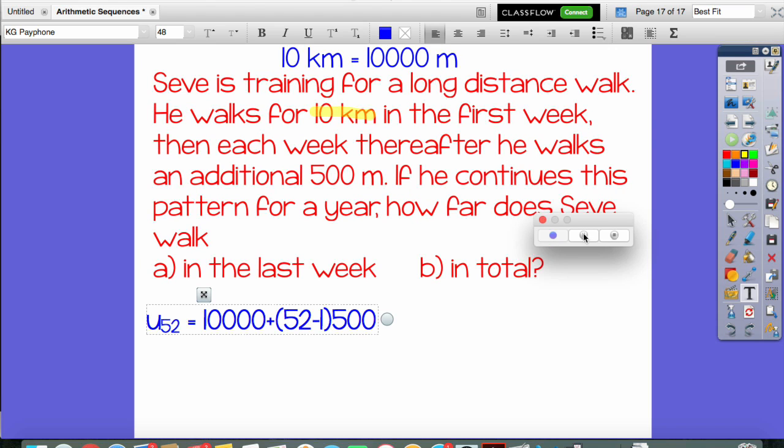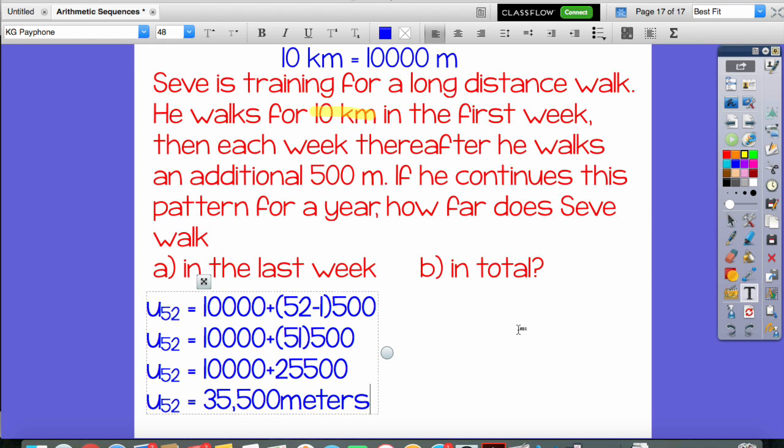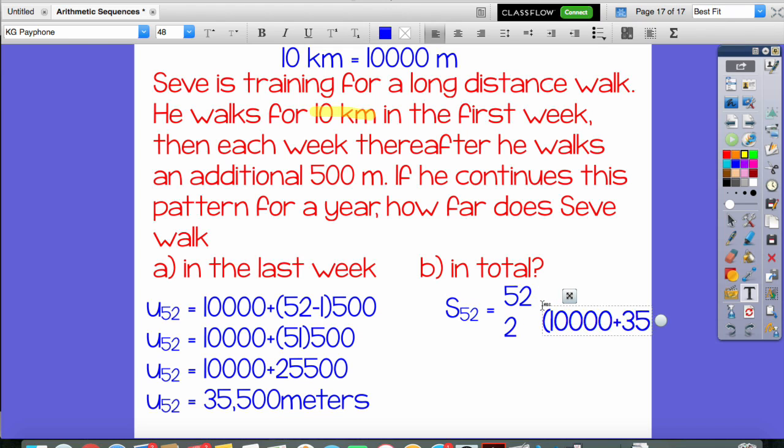52. So hopefully you set up part A like so. Since you're looking for how many meters he walked in the last week, you did 10,000 plus 52 minus 1 times 500. And hopefully you got 35,500 meters as how much he walked in that last week. So then in total, for the entire 52 weeks, you do 52 divided by 2, times the first amount, which was 10,000, added to the last week, and then you do the math.